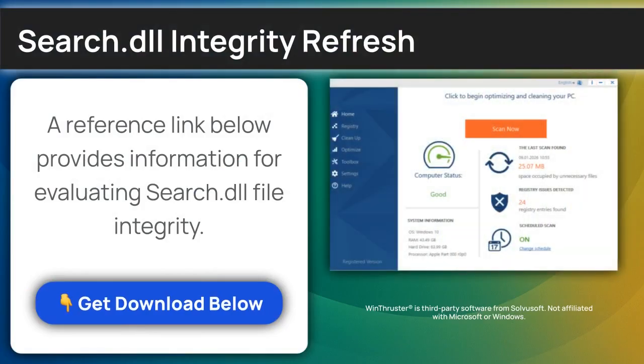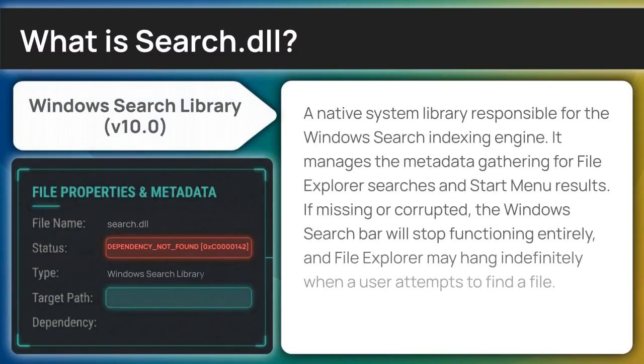is properly synchronized. This is the Search module, a native system library responsible for the Windows search indexing engine. It manages the metadata gathering for File Explorer searches and Start menu results. If missing or corrupted, the Windows search bar will stop functioning entirely, and File Explorer may hang indefinitely when a user attempts to find a file. Now that we've covered what the file does, let's jump into our first fix.